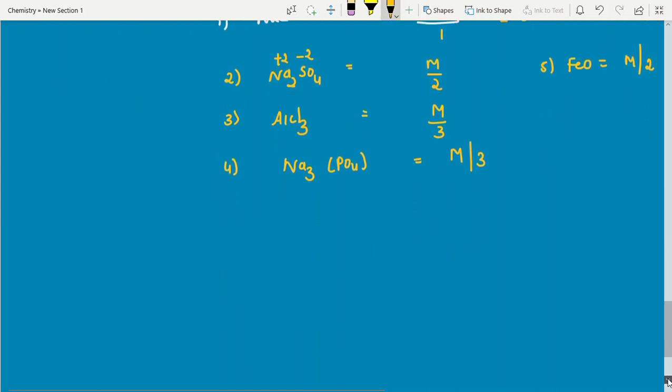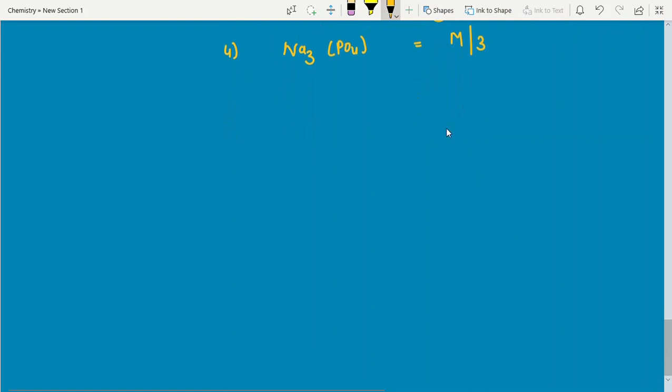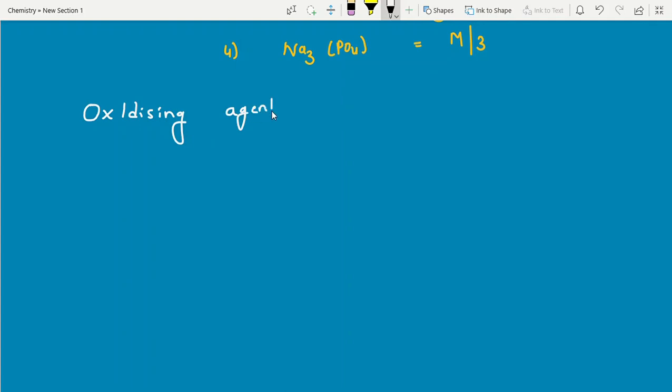Next, here plays a very important role, students. Little confusing questions are there, but be alert here. Oxidants and reductants, oxidizing agents and reducing agents. Oxidizing agent, it will undergo reduction.